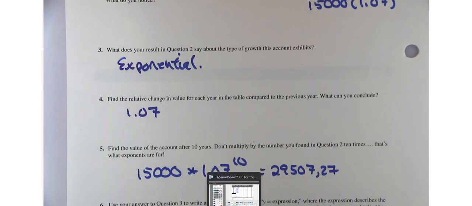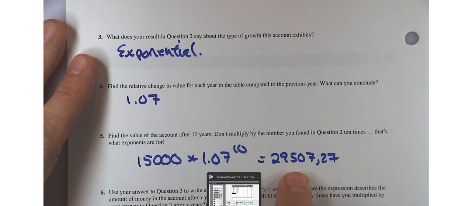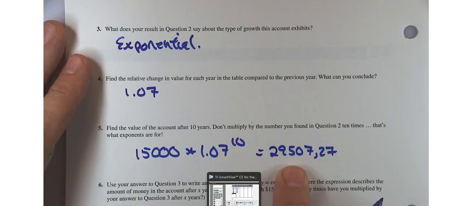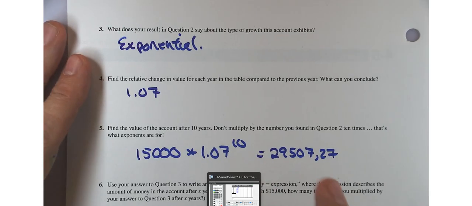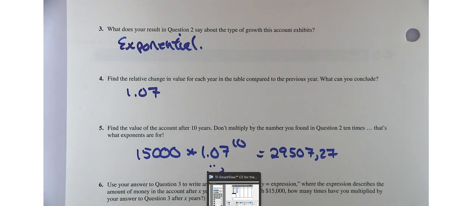That's pretty outstanding. That's almost double what you started out with, right? In 10 years, you've about doubled your money. So if you can get a 7% growth rate guaranteed, whew, jump on it. That's pretty good. That's really good.